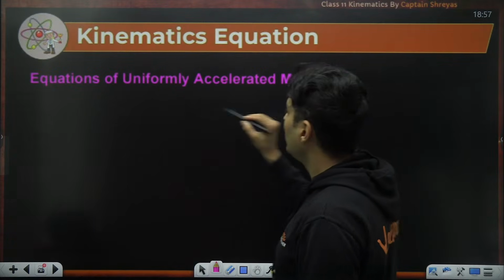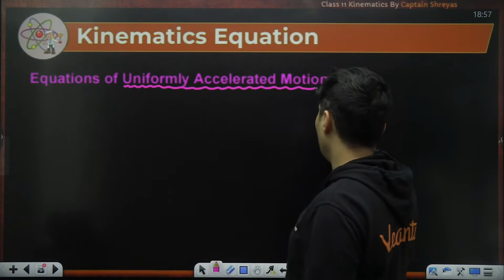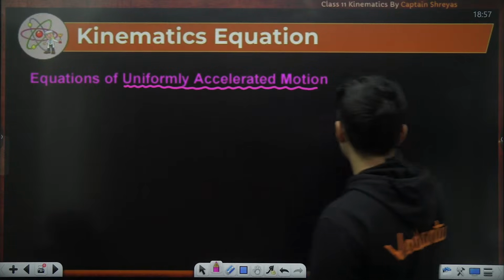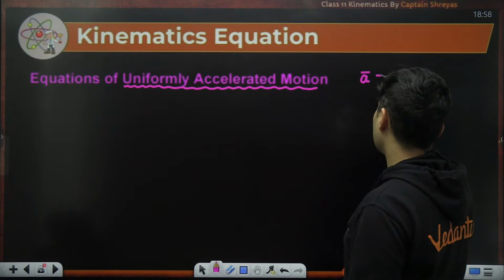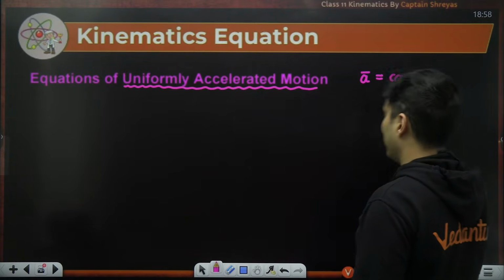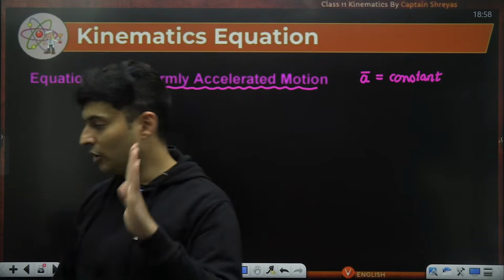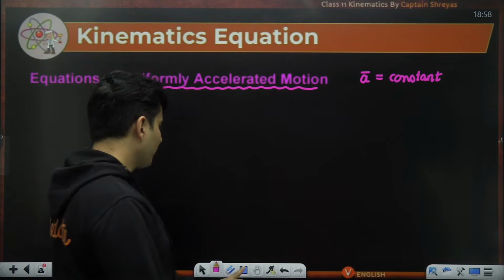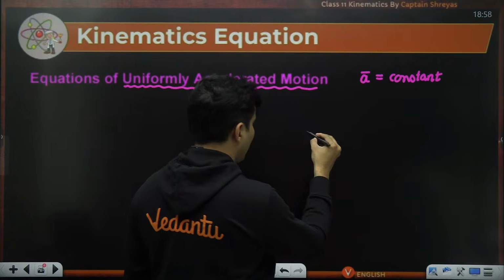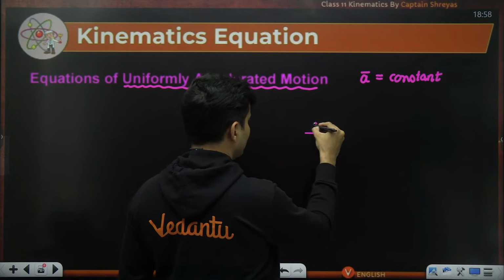What is the meaning of uniformly accelerated motion? Uniformly accelerated motion means that acceleration is constant. Acceleration is going to be a constant vector. It will not change. Sometimes this, sometimes that. No, it will have a constant value. So imagine this. Acceleration is constant.